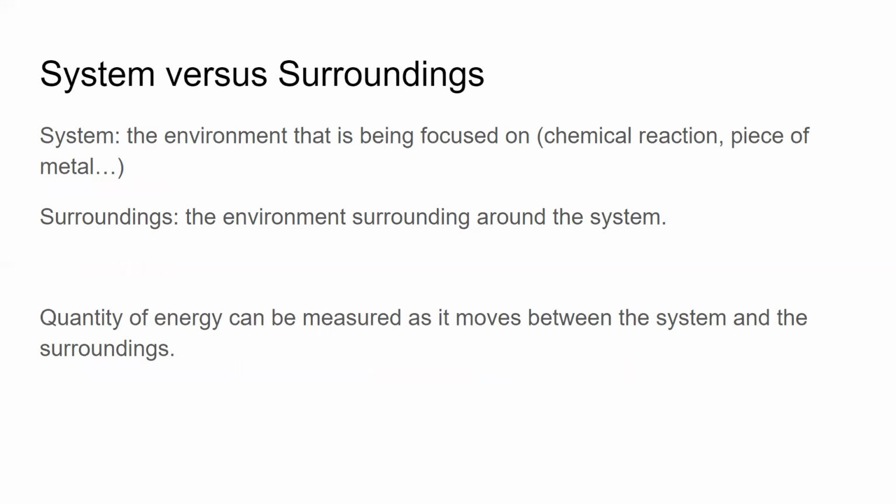Now, when we were talking about energy, we really can't measure the total energy of anything. We can measure the amount of energy that is moving from, say, the system to the surroundings. The system is the thing that we're focusing on. That could be a chemical reaction. That could be a piece of metal. If you remember, we did some calorimetry work, which we'll talk about in a second, where we could measure the amount of energy being moved from the system into the surroundings. The surroundings is everything else, the stuff that is surrounding our system. We can measure that using some specific apparatus to look at that change.